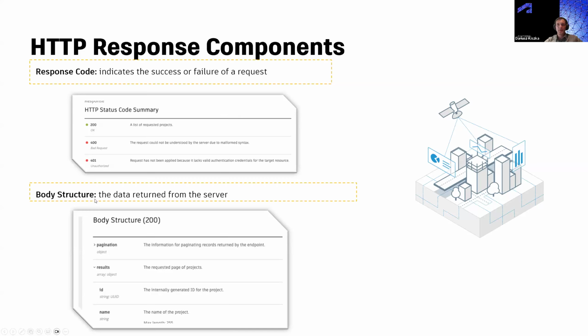And as a confirmation from the server, you also have the body with a specific structure. This you can also find in the documentation to see what actual data will be returned from the server. It may include details like the project ID, the name of the project, and some other attributes, depending on what was requested.